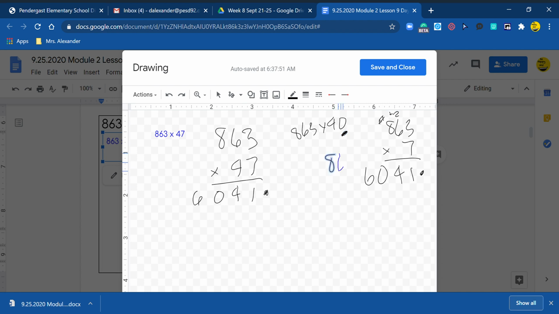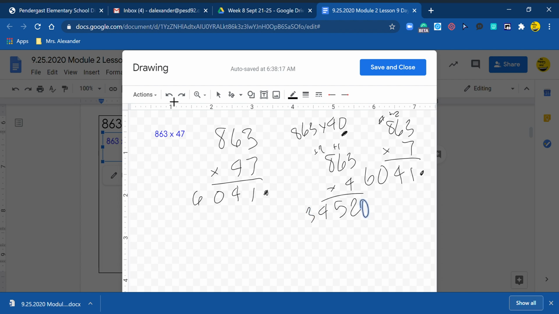So I'm going to do 863 and I'm going to multiply it by 4. So 4 times 3, you're right, 12. Carry my 1. 4 times 6, 24 plus 1, 25. So I'm going to drop my 5, carry my 2. 4 times 8, 32 plus 2, 34. So I have that, but remember my 0. I've got to add it in at the end.